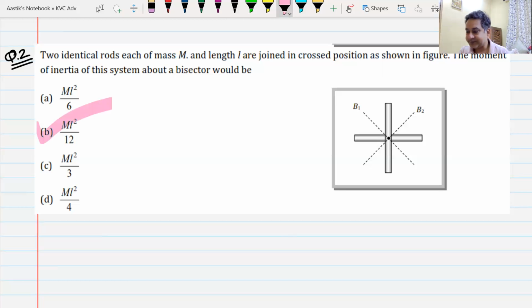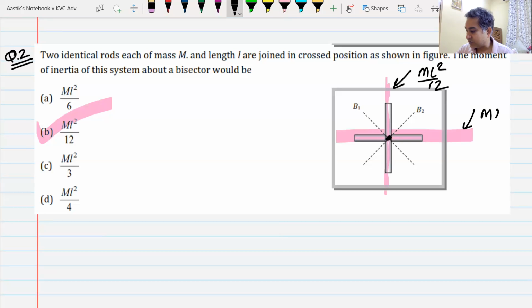How did you get it, sir? First of all, you see these 2 pink rods. You can find the moment of inertia about this axis which passes through the center and perpendicular. Yes or no? So about this axis, it will be ml square by 12 for this one and ml square by 12 for this one. So the total moment of inertia becomes ml square by 6.